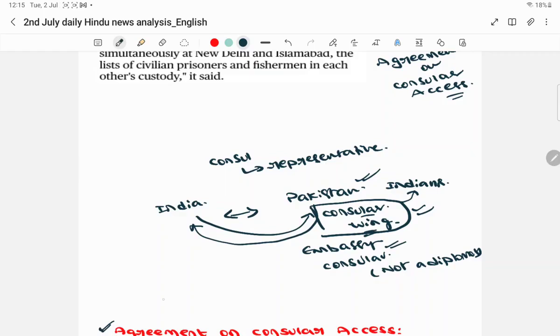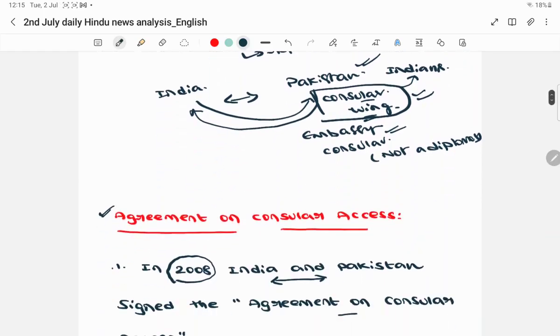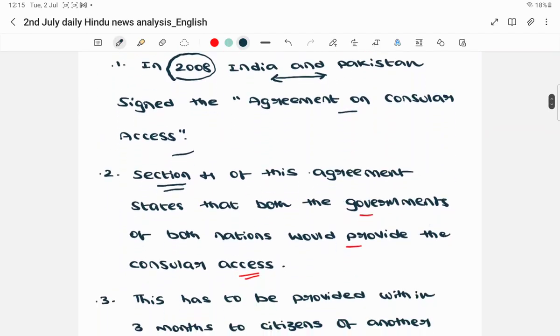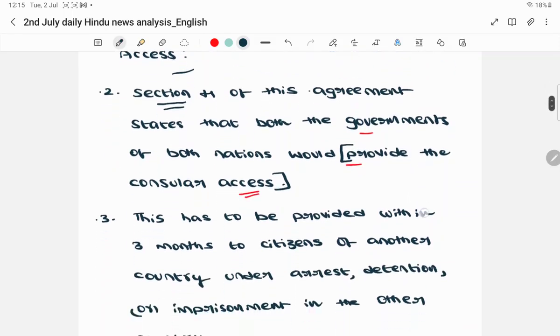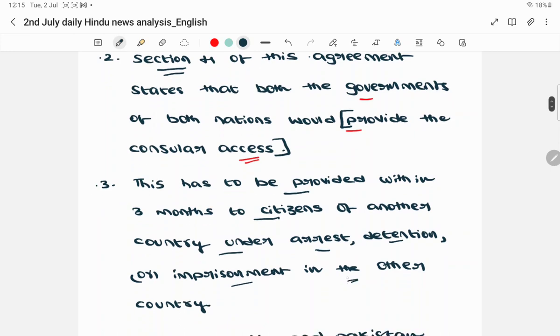So for example, here in Pakistan, as part of this agreement which was signed in the year 2008, what they are saying is that the governments of both the nations should provide consular access, a very important point. And this has to be provided within 3 months to citizens of another country under arrest, detention or imprisonment in the other country.